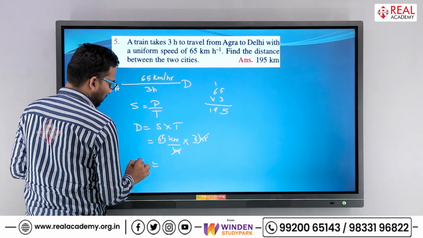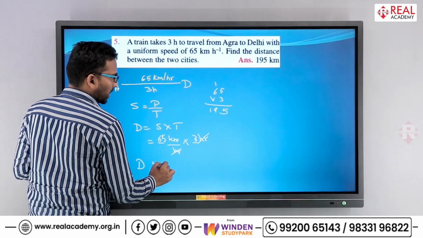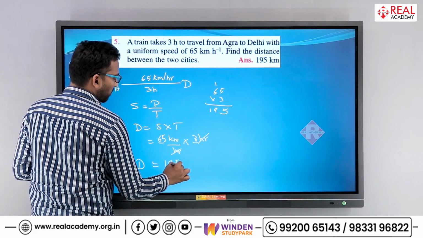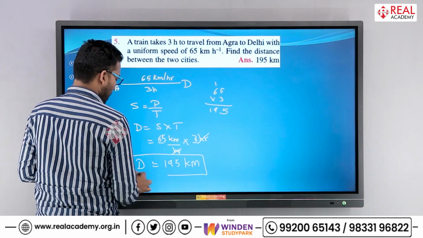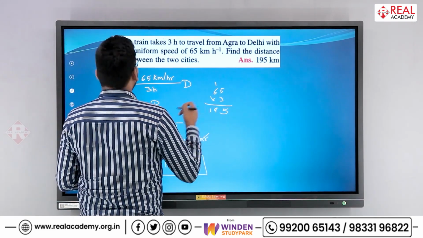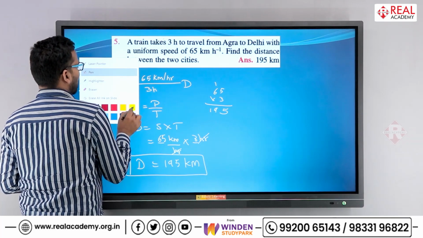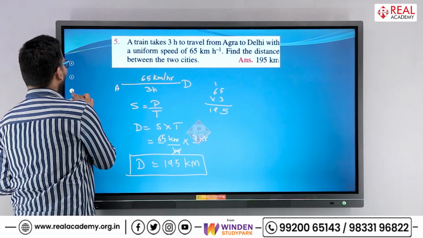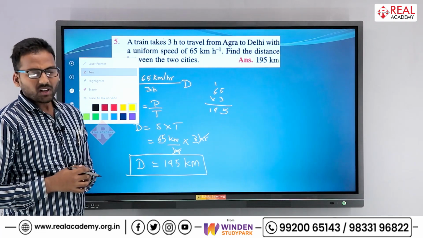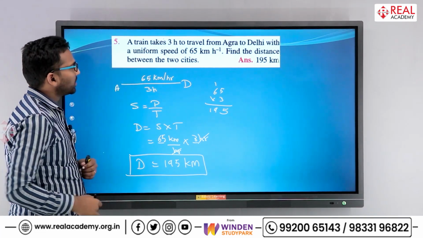So the answer will be, the distance from Agra to Delhi is 195 kilometer. The required answer is 195 kilometer. Hope this is clear with you all.